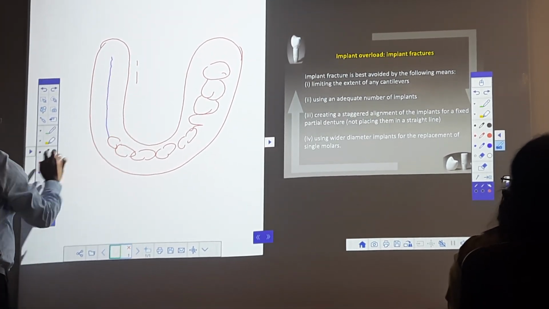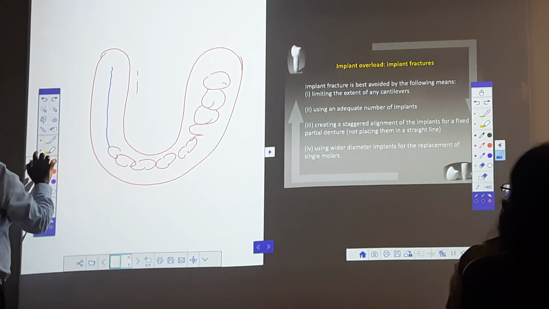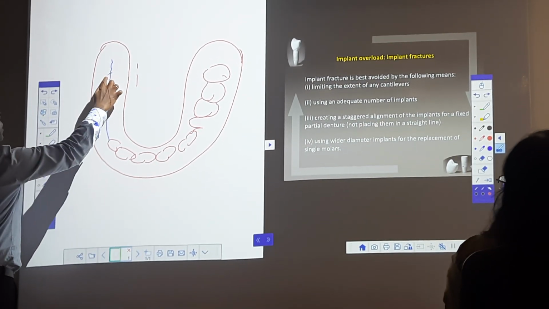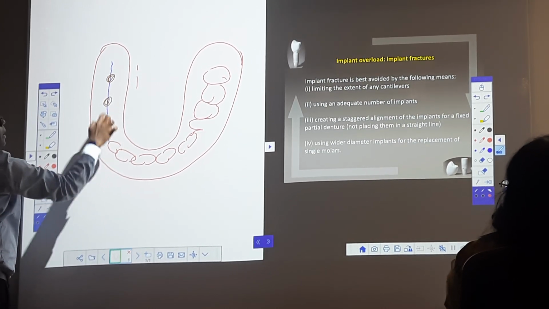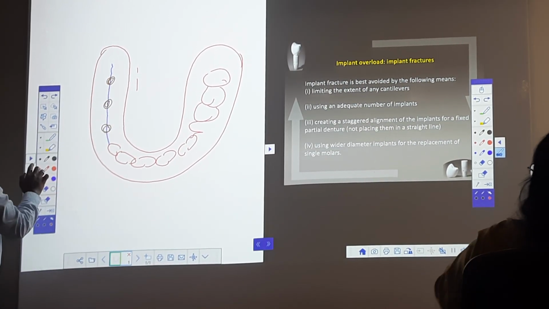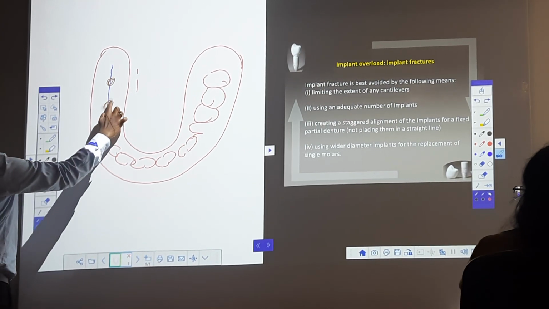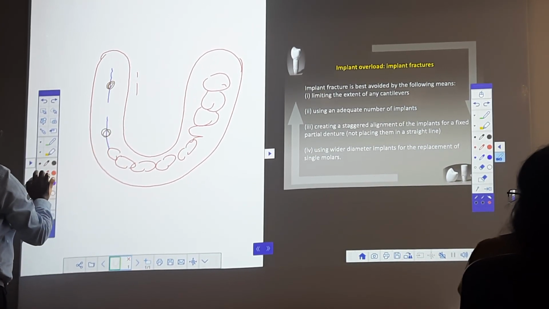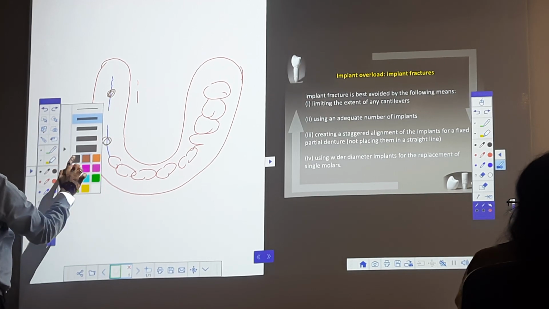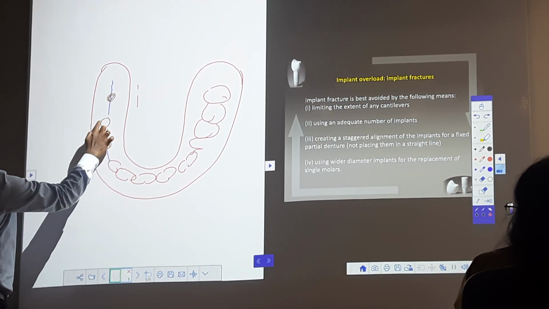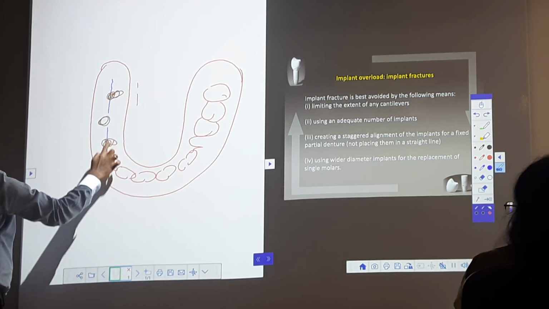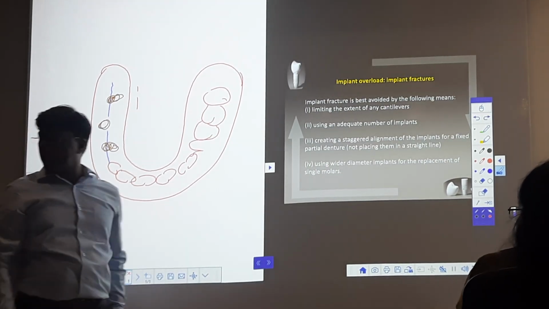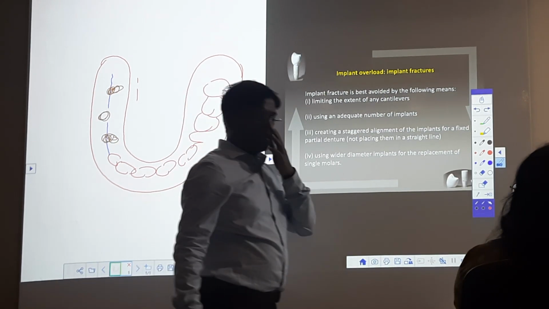So staggered alignment means don't place implants in a single line. Instead, slightly off center: one implant on one side, one implant on the other, and one implant on the other. Why? Why staggered alignment?